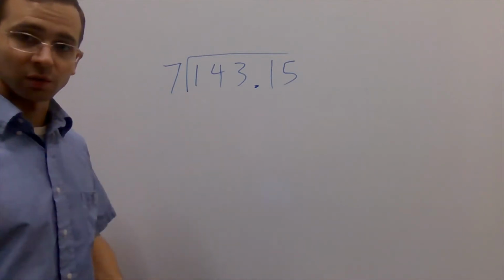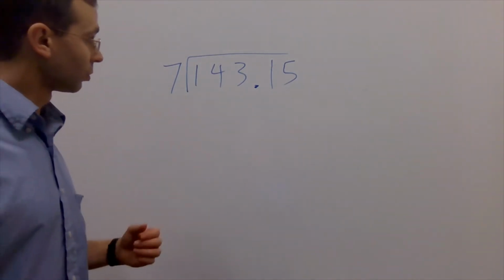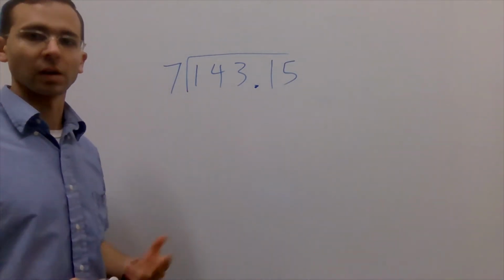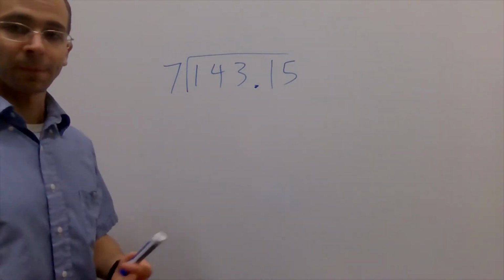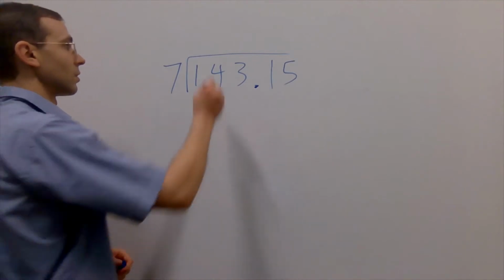7 does not go into 1 at all, so we'll move on. Let's take the first two digits together then, 1, 4, or 14. 7 goes into that twice.